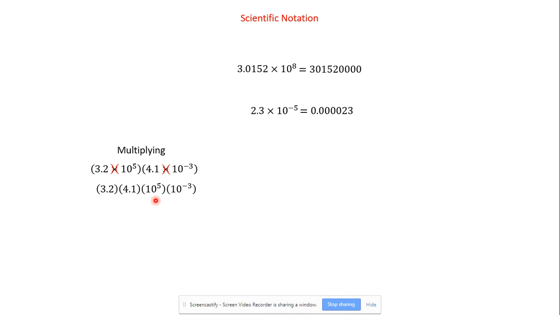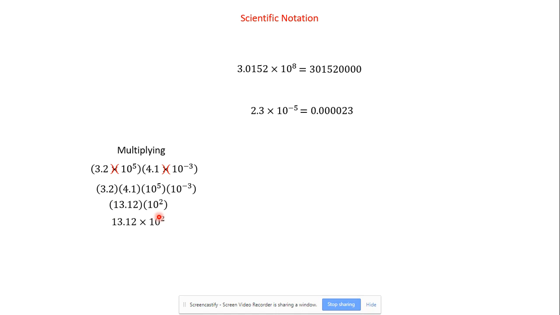Why would I do that? Because we can do these. These have the same base, and they're being multiplied, which means we add the exponents. 5 plus negative 3 is 2. We're going to have 10 squared times whatever this is. 3.2 times 4.1 is 13.12 times 10 squared.